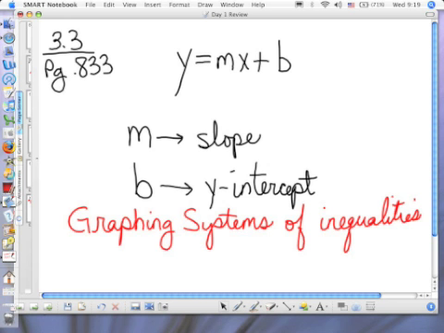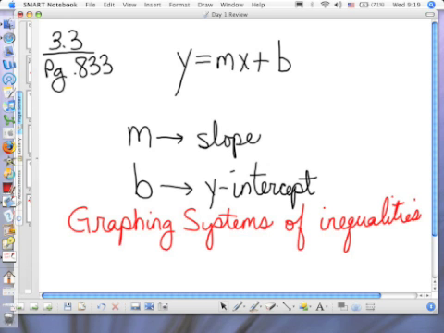All right, the first section that we covered in this quarter was section 3.3. On page 833, that's where you can find practice problems. What you need to know out of section 3.3 is graphing systems of inequalities.